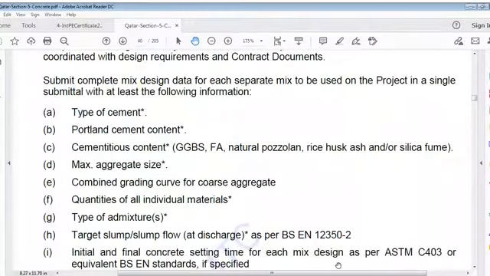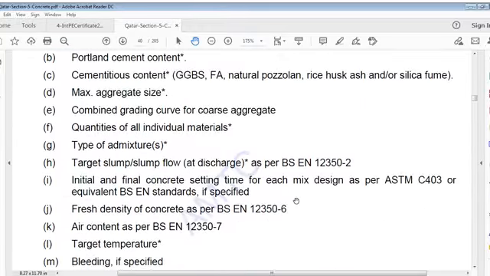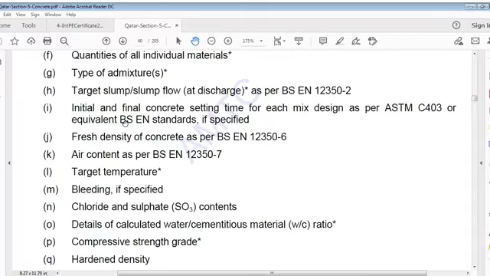Submit complete mix design data for each separate mix to be used on the project in a single submittal with at least the following information: type of cement, cement content, cementitious content, GGBS, FA, natural pozzolana, rice husk and/or silica fume, maximum aggregate size, combined grading curve for coarse aggregate, quantities of all individual materials, type of admixtures, target slump flow at discharge, initial and final concrete setting time for each mix design.